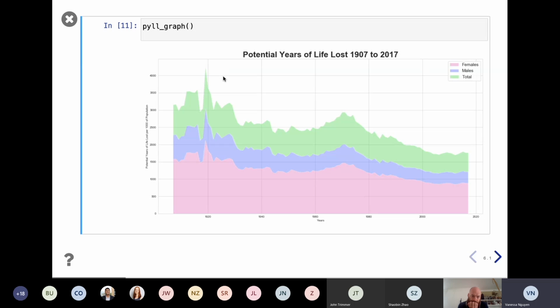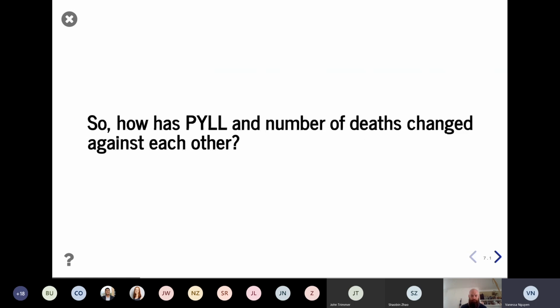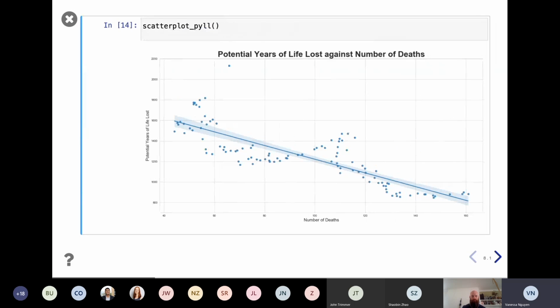After plotting these two graphs, I decided to compare the potential years of life lost and the number of deaths, because I thought that due to an increase in the number of deaths, the potential years of life lost would increase as well. But when I plot them against each other, I found that it has an inverse relationship instead.